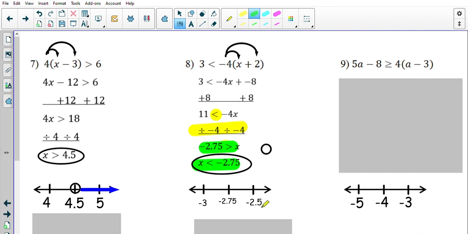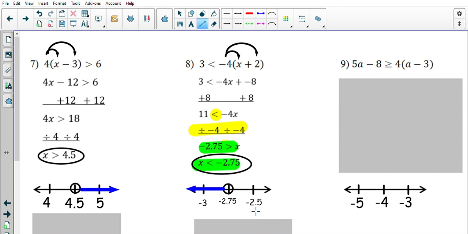So I chose to count by 0.25 or by quarters, so I put negative 2.75 in the center, negative 3 to the left, negative 2.5 to the right. But that's not the only way you can count, as long as you count evenly. We've got another open circle here, and again, our final solution is x is less than negative 2.75, so we're going to shade to the left. Let's go ahead and do that. And we are going to get our graph or number line that looks like this.